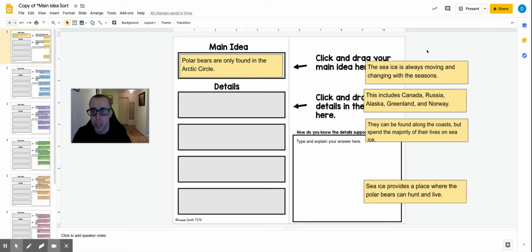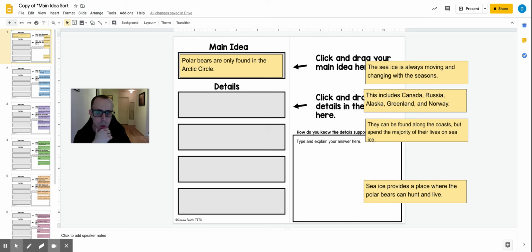Okay, now what I need to do is I need to put these other 4 sentences in sequential order. I want it to make the most sense and to go in a nice flow, for one sentence to lead into the next. So polar bears are only found in the Arctic Circle. The sea ice is always moving. Well, I haven't talked about sea ice, so that's kind of a weird transition. This includes Canada, Russia, Alaska, Greenland, and Norway.